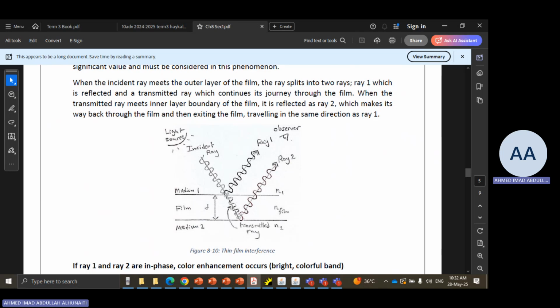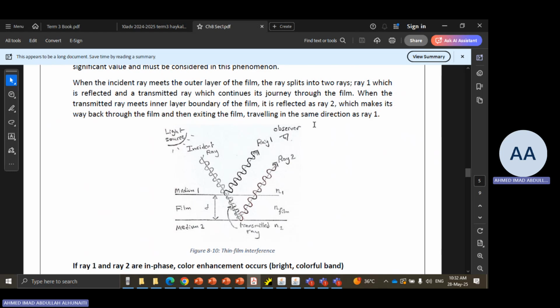This light is partially reflected when it meets the boundary between medium 1 and the film. This is known as ray 1. And partially transmitted and then reflected again as it reaches the boundary between the film and medium 2. This is known as ray 2. And you, the observer here, will observe a bright or dark color depending on whether or not ray 1 and ray 2 were in phase or out of phase.